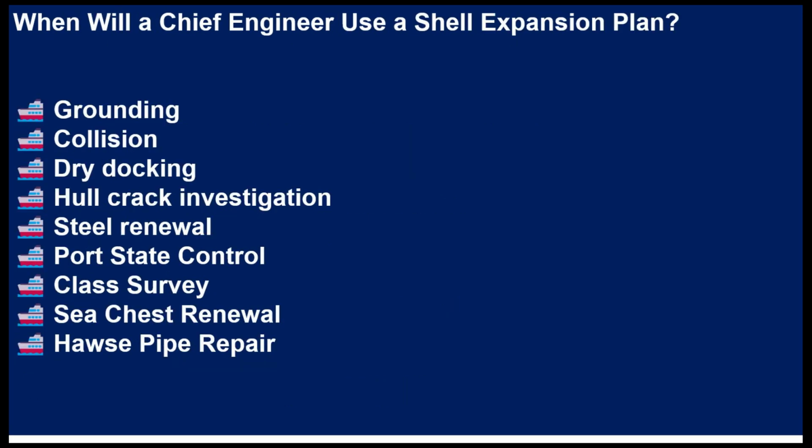Slide 6. Chief engineer will use a shell expansion plan for reporting damage due to grounding, collision, dry docking, hull crack investigation, steel renewal, port state control, class survey, sea chest renewal, hawse pipe repair.